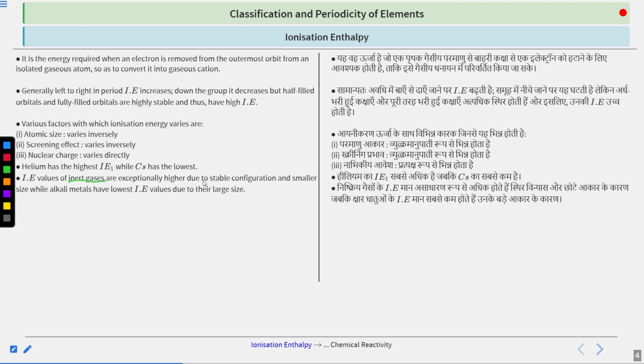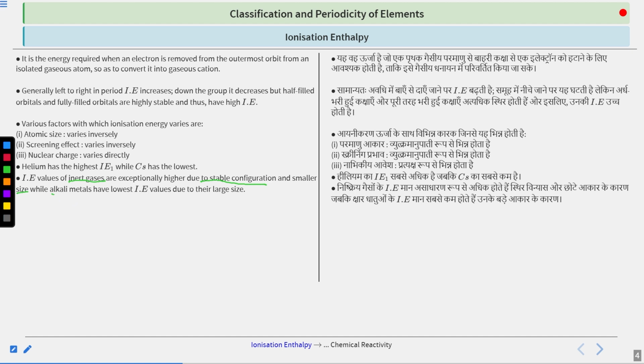So the same thing is written: stable electronic configuration and a smaller size at the same time. You would say this also, because the force of attraction is largest, as we move across the period, the size goes on decreasing. So the last one has the smallest size. As a result of that also, the ionization energy is higher.